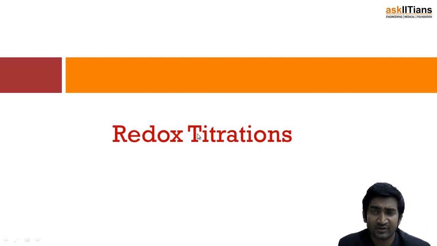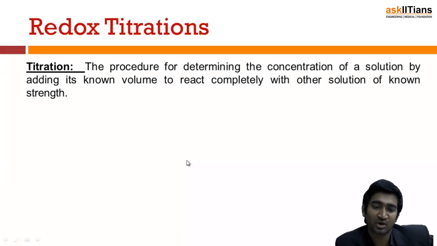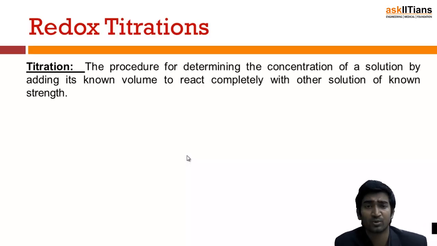Next, guys, is redox titrations. Titration becomes very important when you have to find the concentration of an unknown compound. The compound is known, the concentration is unknown, and it is determined with respect to a standard whose concentration you know. So redox titration becomes important at that time. You must have done titration experiments in your school labs also. So first of all, what is titration? As I told you, it is the process of determining the concentration of a solution by adding its known volume to react with another solution of known concentration or known strength.